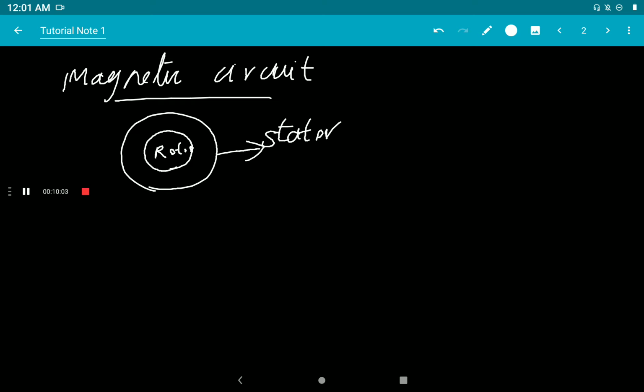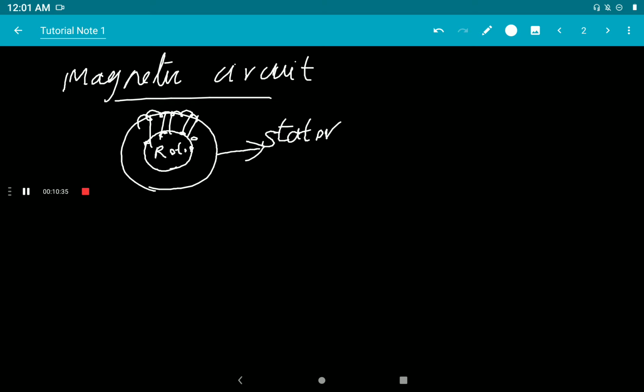Okay, and we also studied that either conductors will be placed on the rotor and magnetic field will be placed on the stator. So there will be some air gap between these two parts of a machine. So there will be some air gap in between rotor and stator of an electromechanical device.